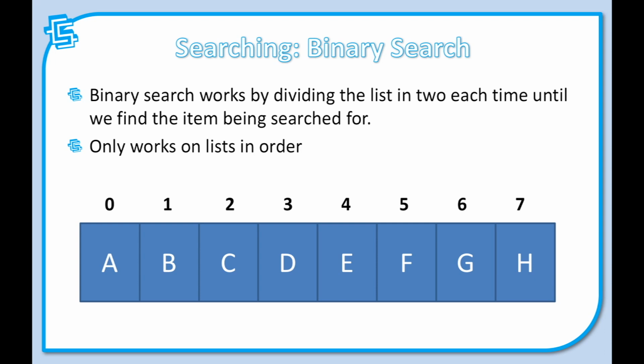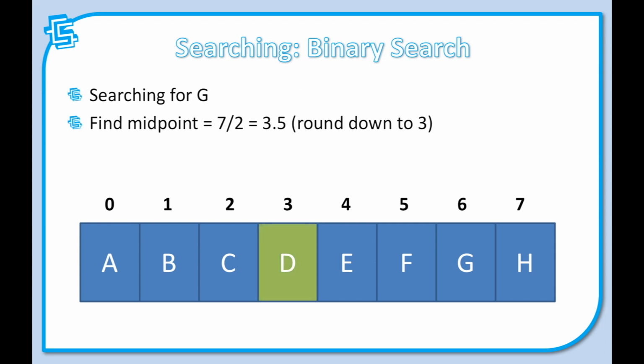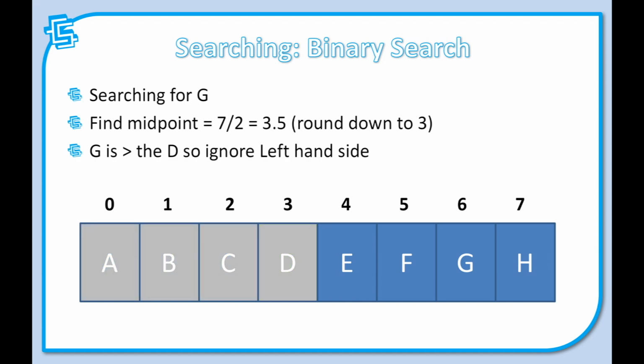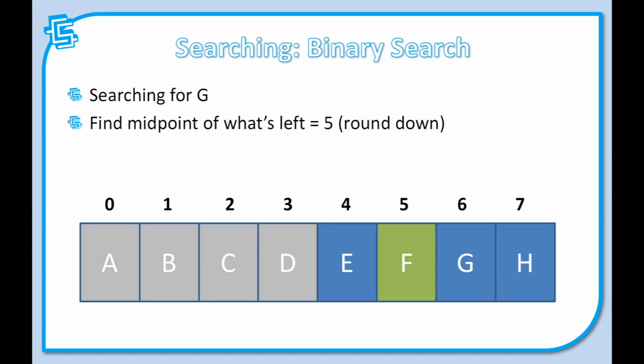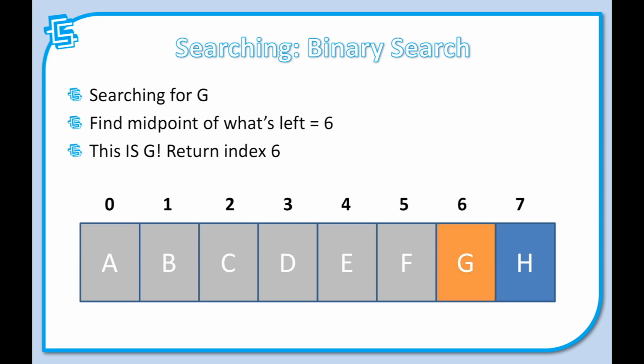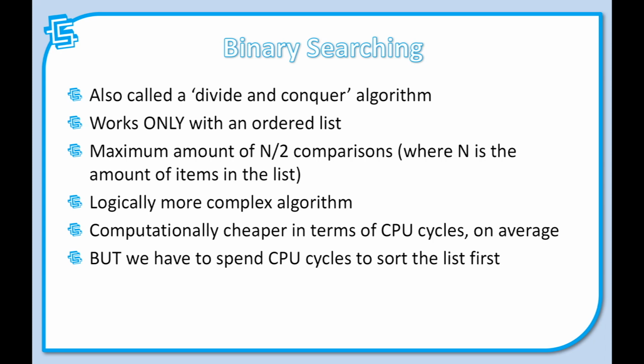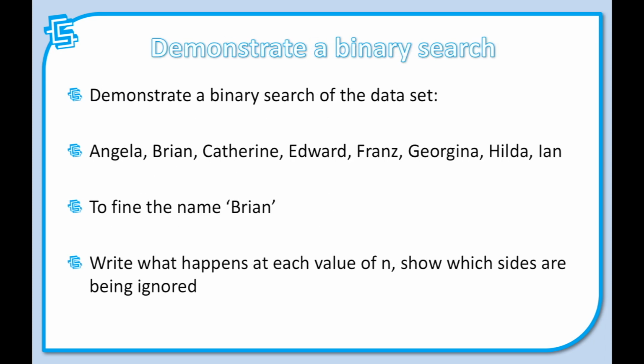Binary search is a bit nicer and splits the work up each time. It only works on lists in order. We find a rough midpoint and we see that the number is less than it, so ignore that left-hand side. And we continue repeating this process of finding the midpoint and deciding which side we don't want. It's a divide and conquer algorithm, so that means that we're splitting up the data each time. Try a binary search with the following data.